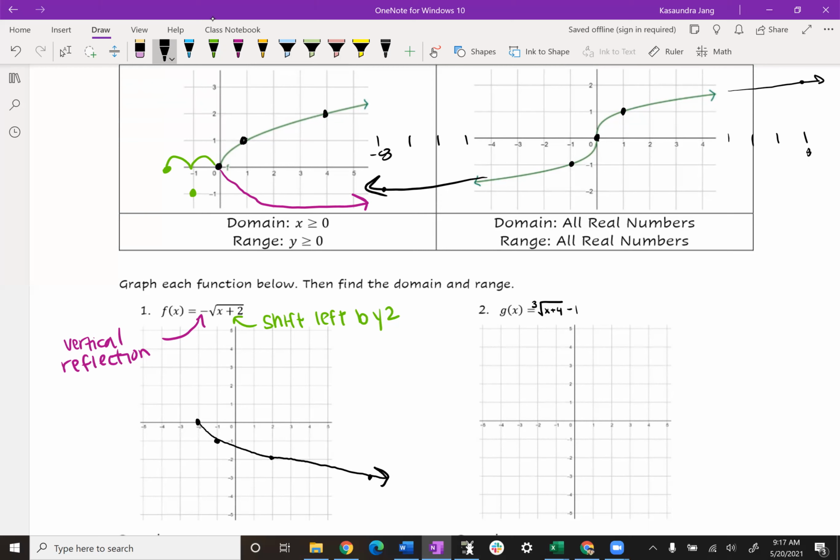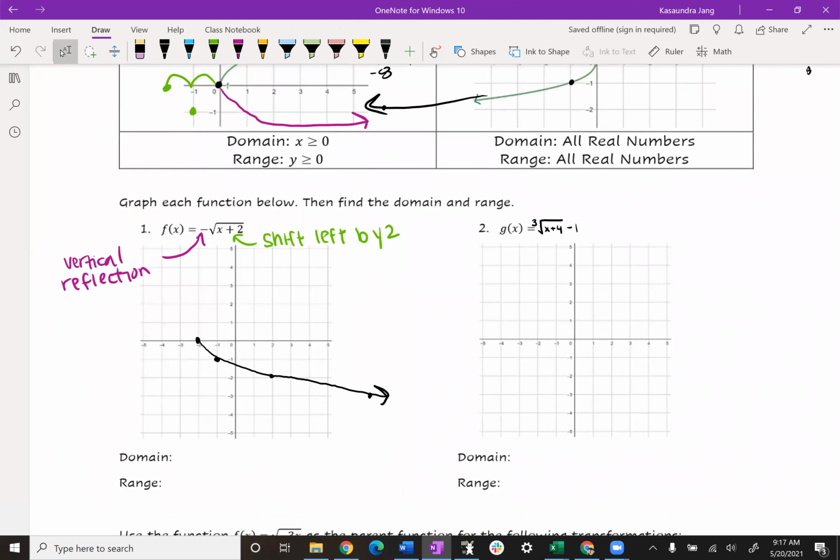Okay. So there is our f of x graph. The domain and range: domain has to do with the x's, range has to do with the y's. So it looks like my domain, the smallest x value it hits is over here at -2, and it hits everything to the right. So my domain is going to be all the x's that are greater than or equal to -2. Instead of greater than or equal to 0, we shift it all to the left by 2. So greater than or equal to -2.